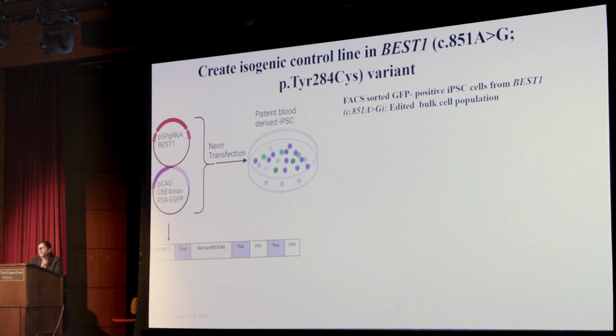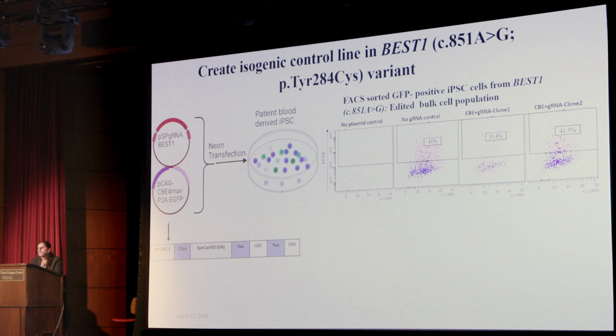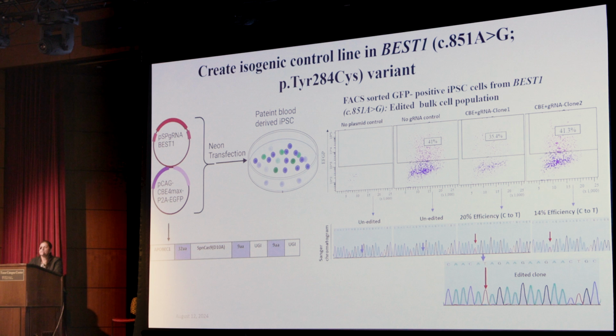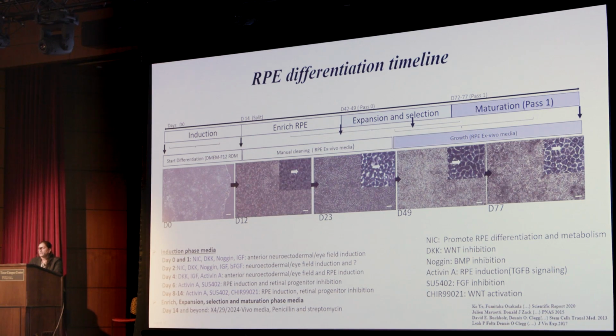The first step is to generate the isogenic line, where we use a guide RNA for that particular variant and the base editor. Since this base editor has a reporter, we are able to sort the cells, and then we check the editing efficiency, which is around 20 to 14%. That varies from clone to clone. After having this efficiency in the bulk, we successfully got single clones, multiple clones, and we use them further for the phenotypic experiments and other studies.